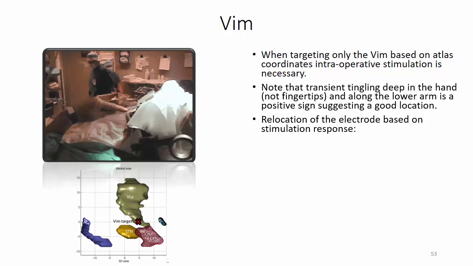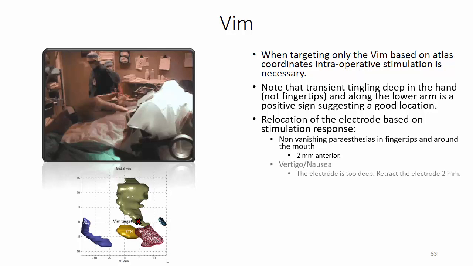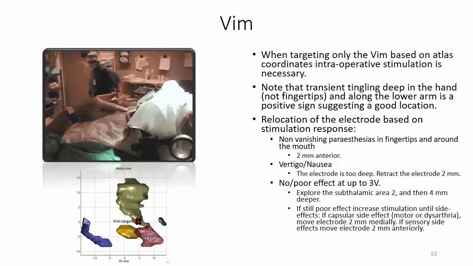Relocation of the electrode based on stimulation response is done in the following manner. When we see non-vanishing paresthesias in the fingertips or around the mouth, then we will move the electrode 2 mm more anterior. Vertigo or nausea is often a sign that the electrode is too deep, and we would retract the electrode 2 mm. If we have no or a poor effect up to stimulation with 3 volts, then we would explore the subthalamic area 2 mm and then 4 mm deeper.